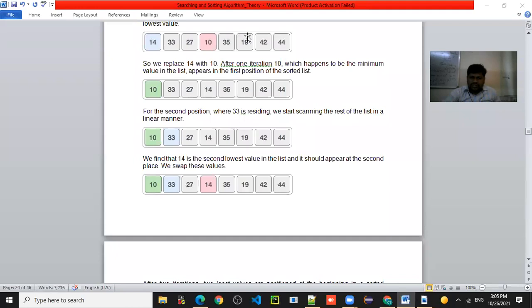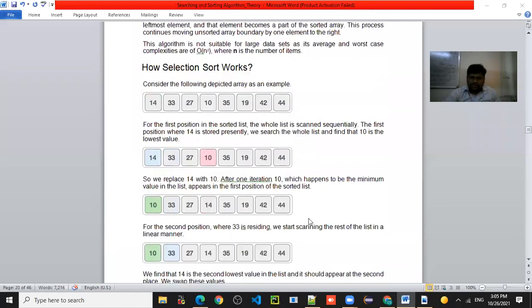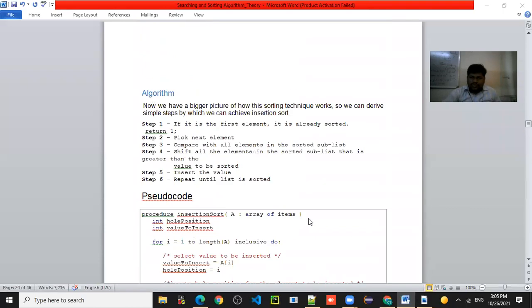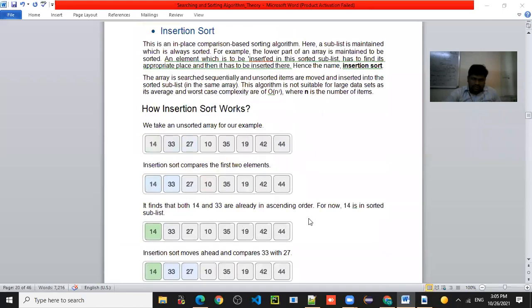Okay, Suraj is asking to briefly repeat once again the bubble sort. Okay, so we'll repeat from the bubble sort onwards, right?